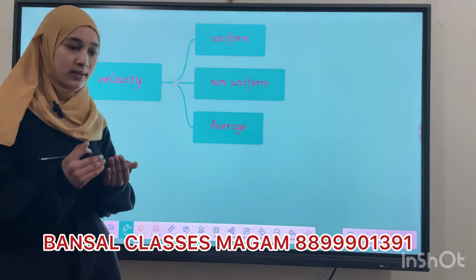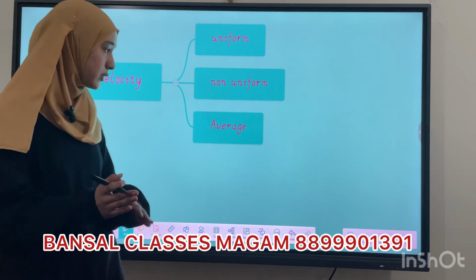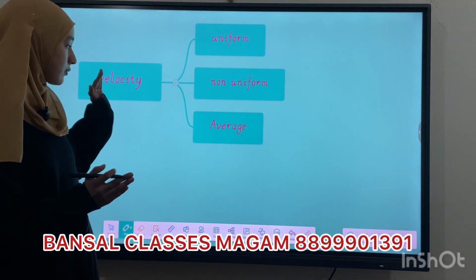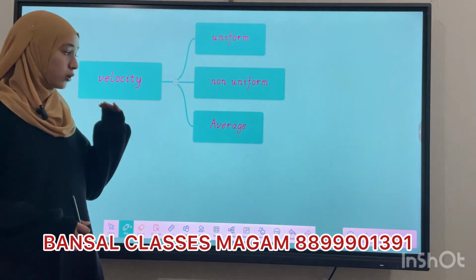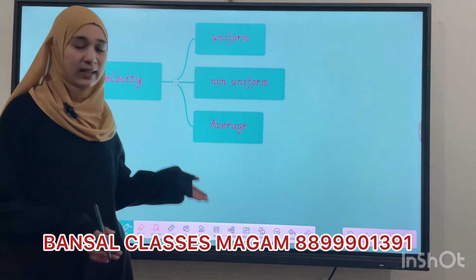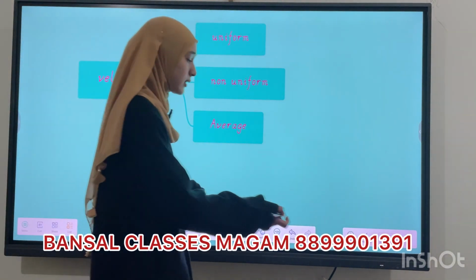Mean is the sum of observations divided by the total number of observations, which means we can write it as the sum of velocities divided by the total number of velocities.